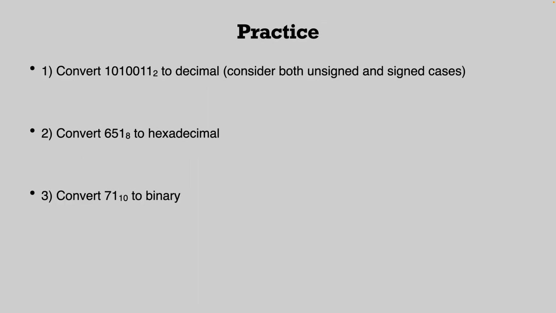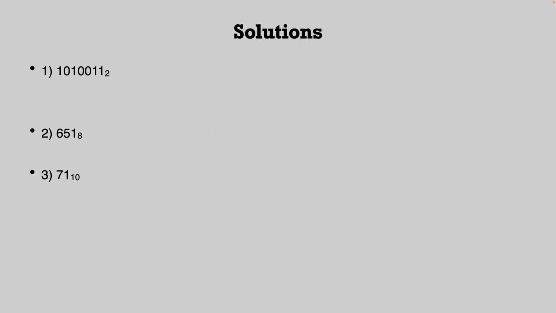So that brings us on to our practice. We have these 3 problems here. First one, converting a binary number to decimal, and we'll consider both the unsigned and signed cases. Number 2 is converting an octal number to hexadecimal. And then our last one is converting a decimal number to binary. I'm going to start showing the solutions in a second, so if you want to try these on your own, now is the time to do them. Otherwise, we're going to start looking at them.